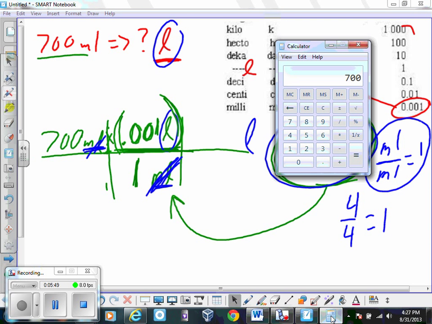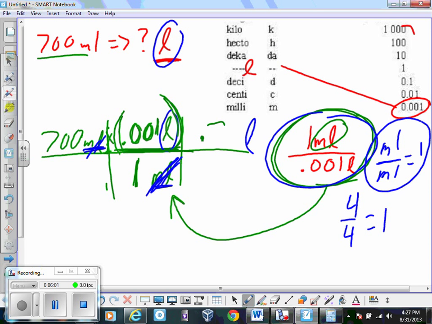So get our calculator back up here. We already put in 700. We're going to multiply by 0.001, push equals, and there we have our answer. So our actual answer to this problem is 0.7 liters. Okay, and that's the factor out the label method. Let's try another one.